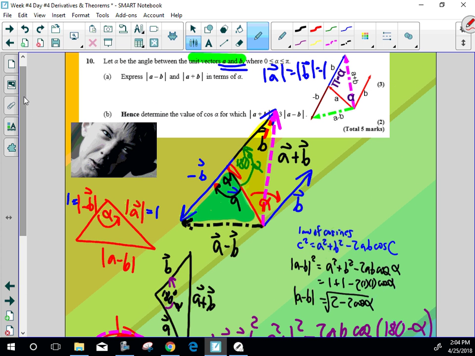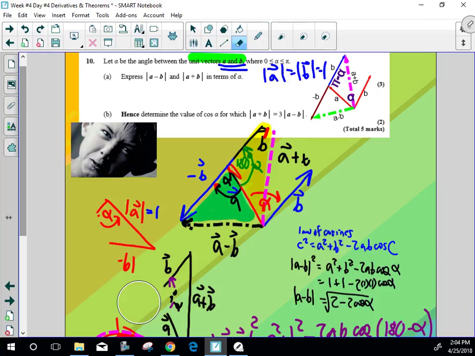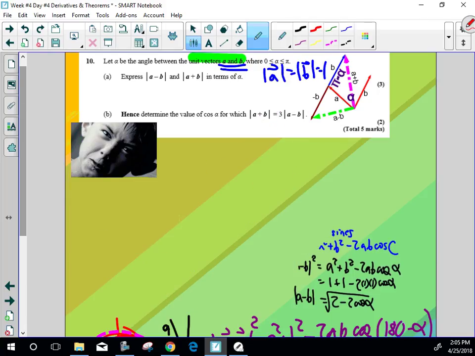Wow, that was a lot of work for part A. And then part B, all that you're going to do there is put your answers. So this was the square root of 2 plus 2 cosine alpha, and this is going to be 3 times the square root of 2 minus 2 cosine alpha. Could you solve it from here? Try it.